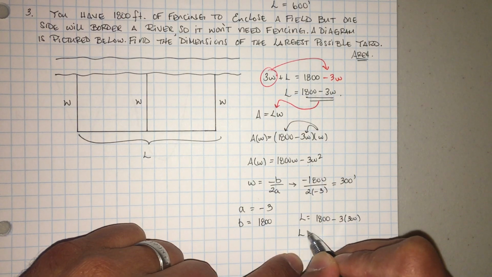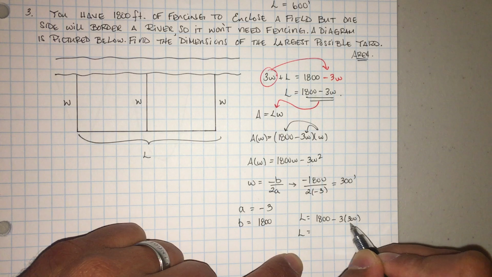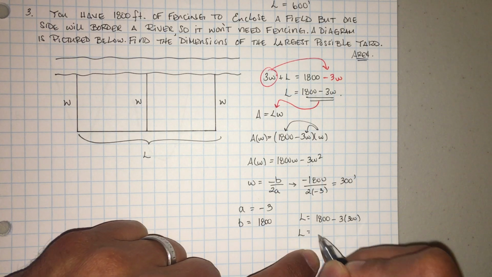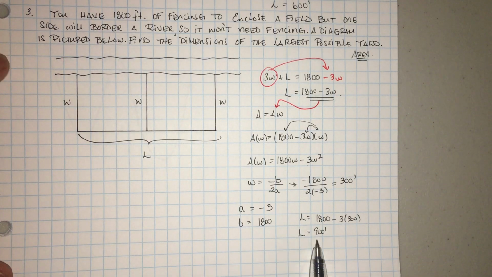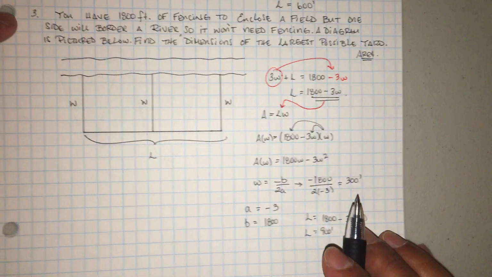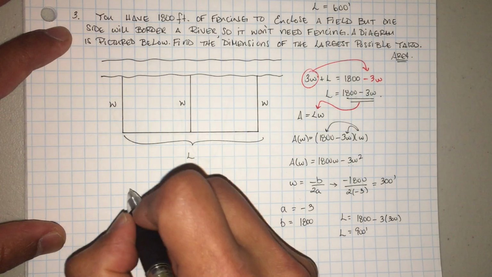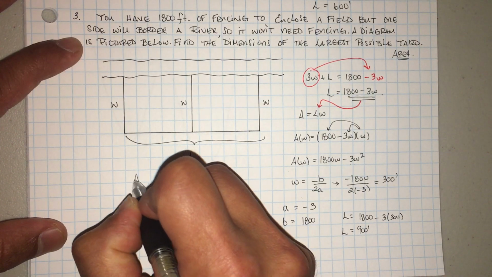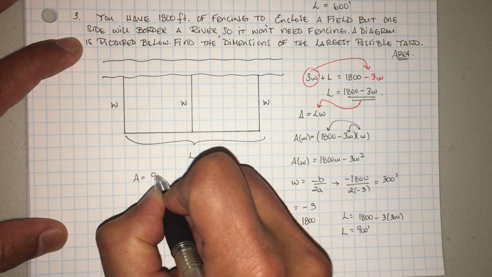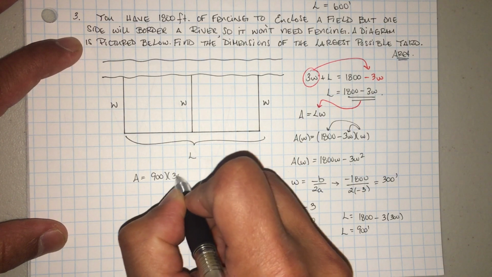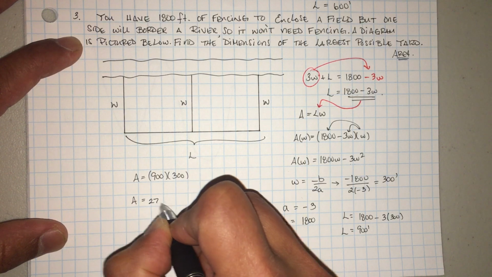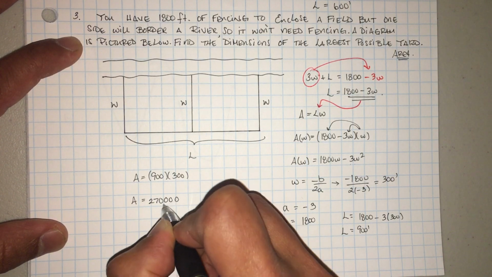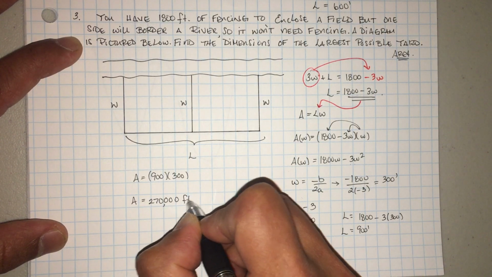Okay. So that means we're going to get 3 times 3 is 9. So that 1,800 minus 900 is 900. Great. So my length is 900 feet. My width is 300 feet. So for this guy, let's see. We're going to go ahead and have our area is length 900 times the width 300. So now the area is equal to 27, 4 zeros, 270,000 square feet.